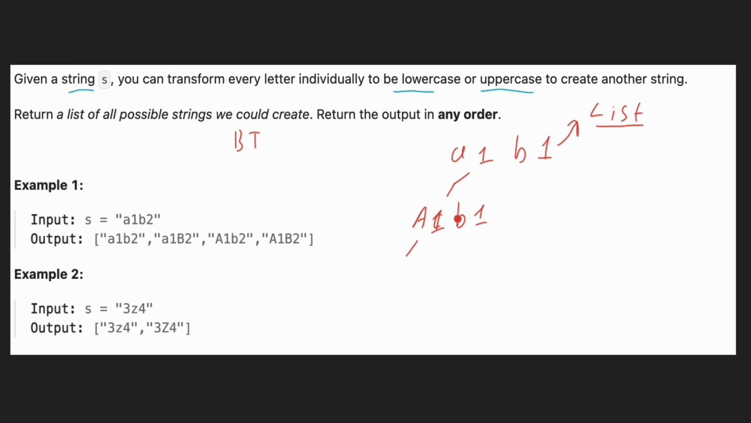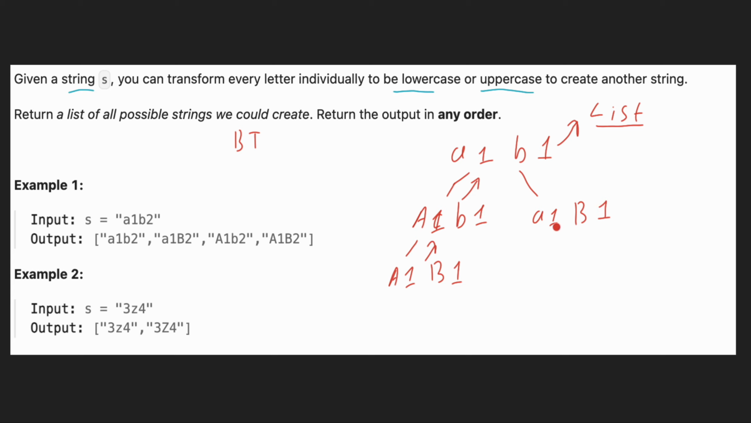Then we are going to the next one, which is b. So we are taking a1b2, and the next one again is not a letter, it's a number. So we are backtracking from this solution, and backtracking again, and now we are taking the next one, which is a1. We are skipping the second one because it's a number. Now we are going to b.